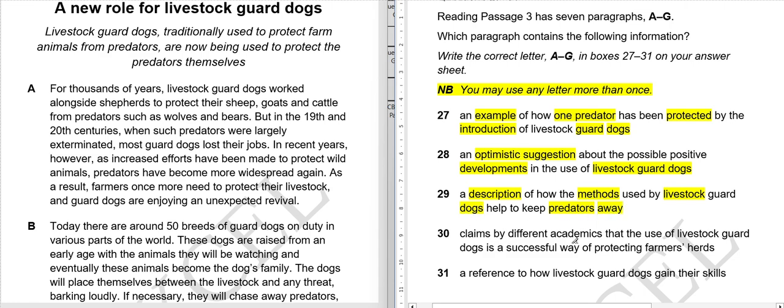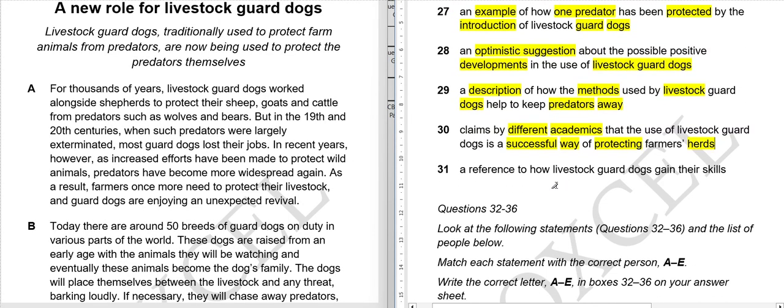Claims by different academics that the use of livestock guard dogs is a successful way of protecting farmers' herds. There is no claim by different academics about a successful way to protect the herds. A reference to how livestock guard dogs gain their skills. There is no mention, or no method given, of how these dogs gain their skills.